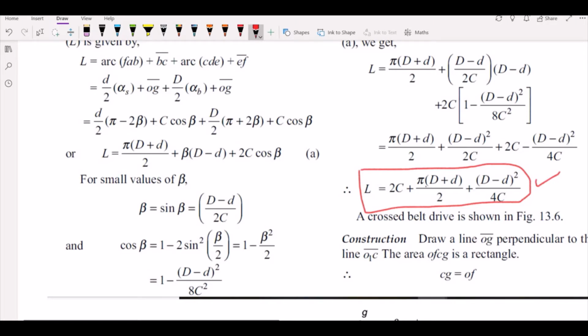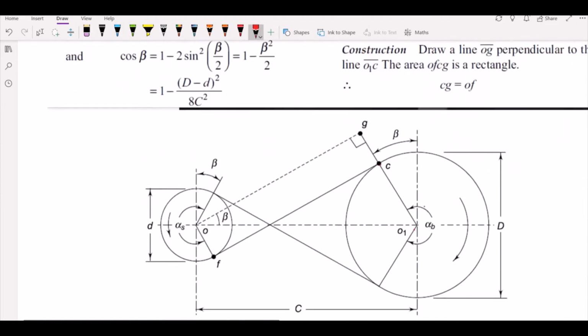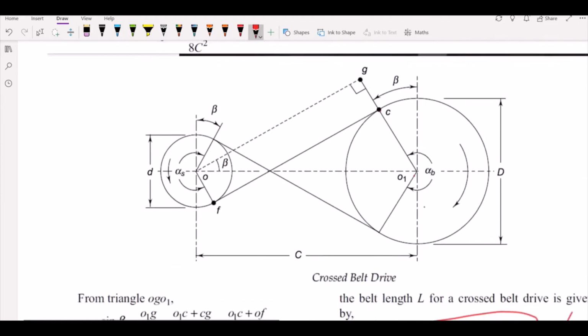Now I will try to calculate the length of the cross belt on similar lines. If I want to calculate the length of this cross belt on similar lines to your open belt, the cross belt will have the contact between the same belt by itself, one of its members.